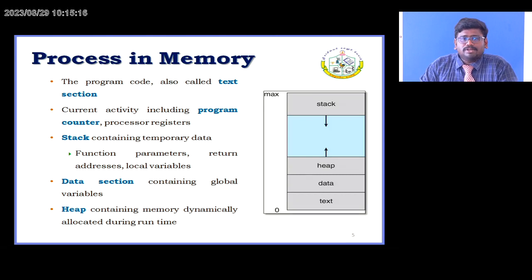Okay, what are the elements? Usually the text section, program counter, stack, data section and heap. These are the elements which are used to represent any process in memory. Okay, so what is the meaning of each of these items?